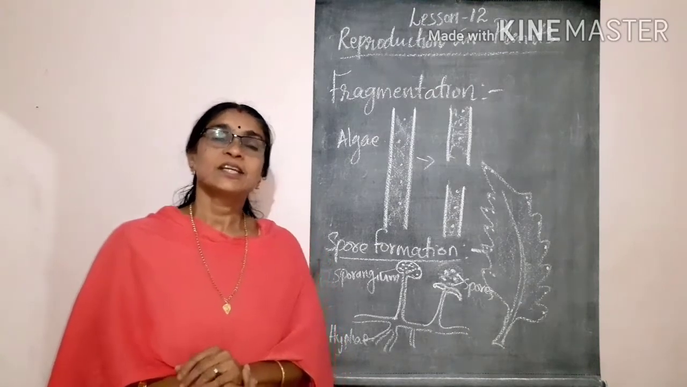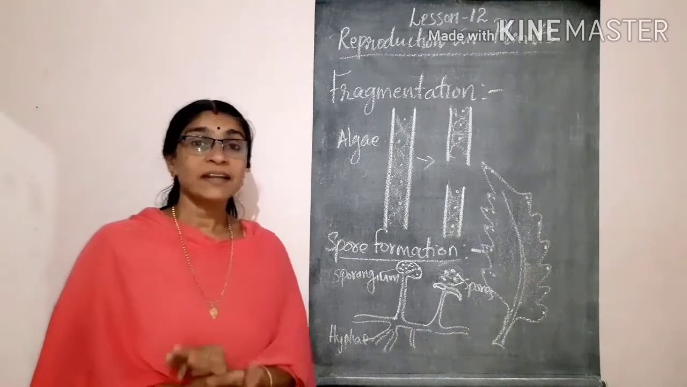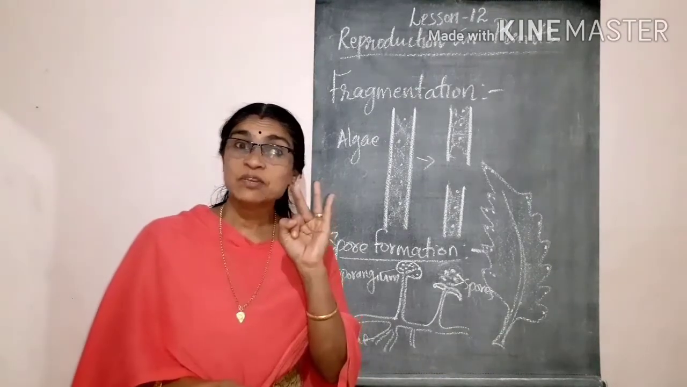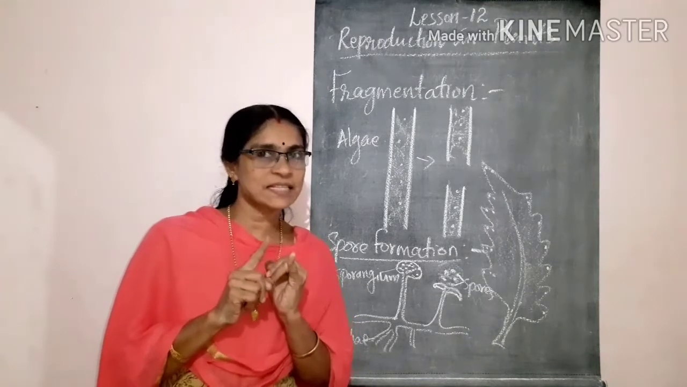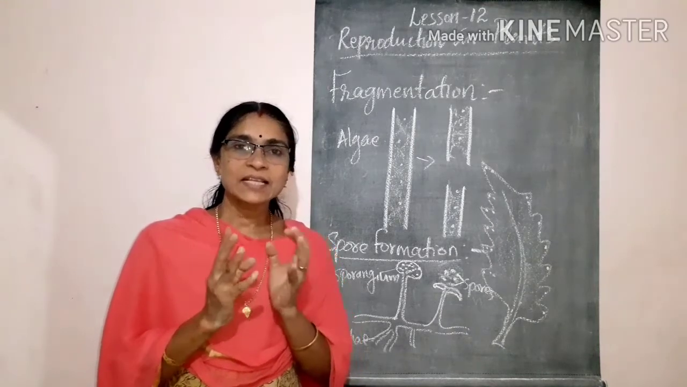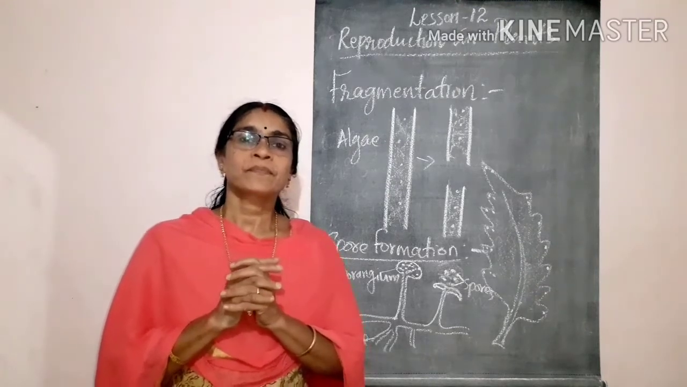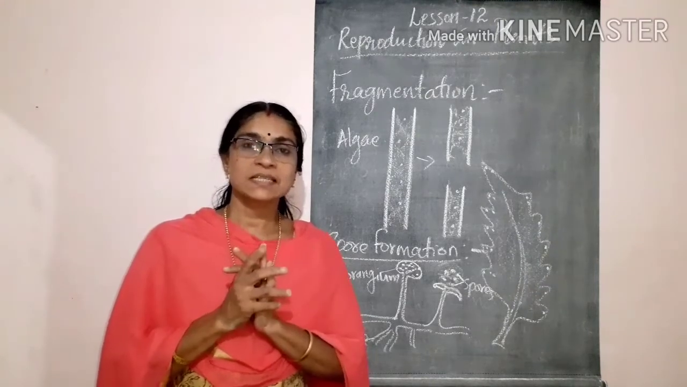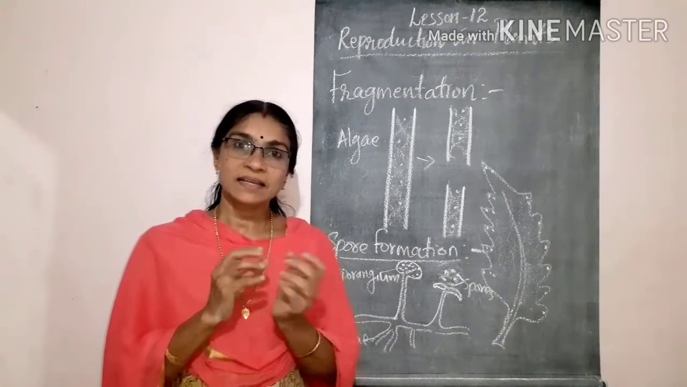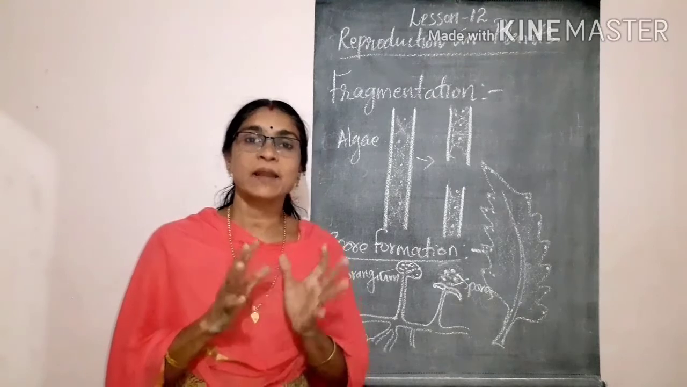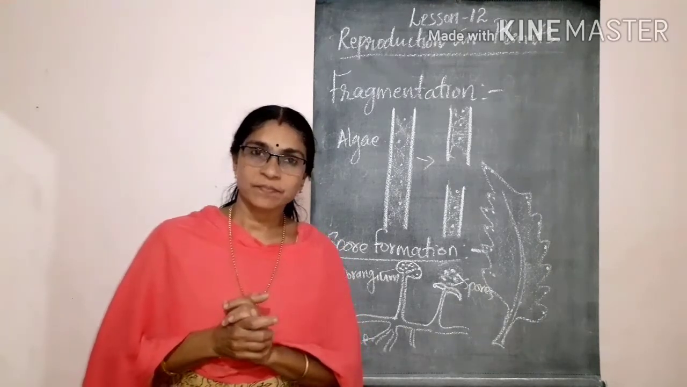Okay, children, today we identified 3 types of asexual reproduction. One is budding, which takes place in yeast with the rise of small bulb-like projections from the parent body. After some days, the bulb-like projection or bud grows, detaches from the parent body and forms a new organism.